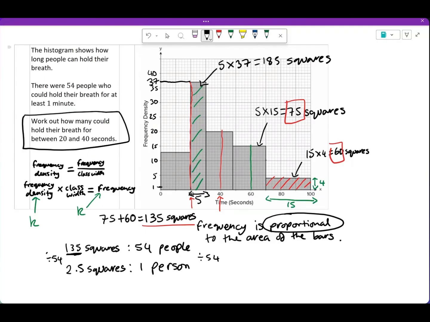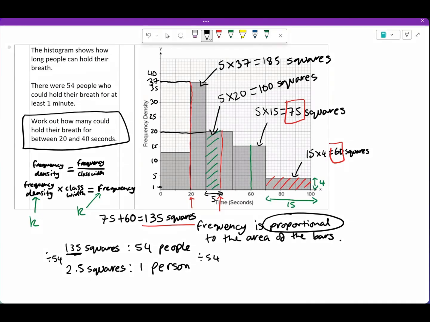Now let's do the same for the other part between 20 and 40 seconds. Okay, so we've got to move into the next bar, and it's this part here specifically that I need to calculate the area of. Along the bottom, we're going along 5 again, and this time going upwards, our frequency density is going to be 20. So to calculate the area of this part, we're doing 5 multiplied by 20, which gives me 100 squares.